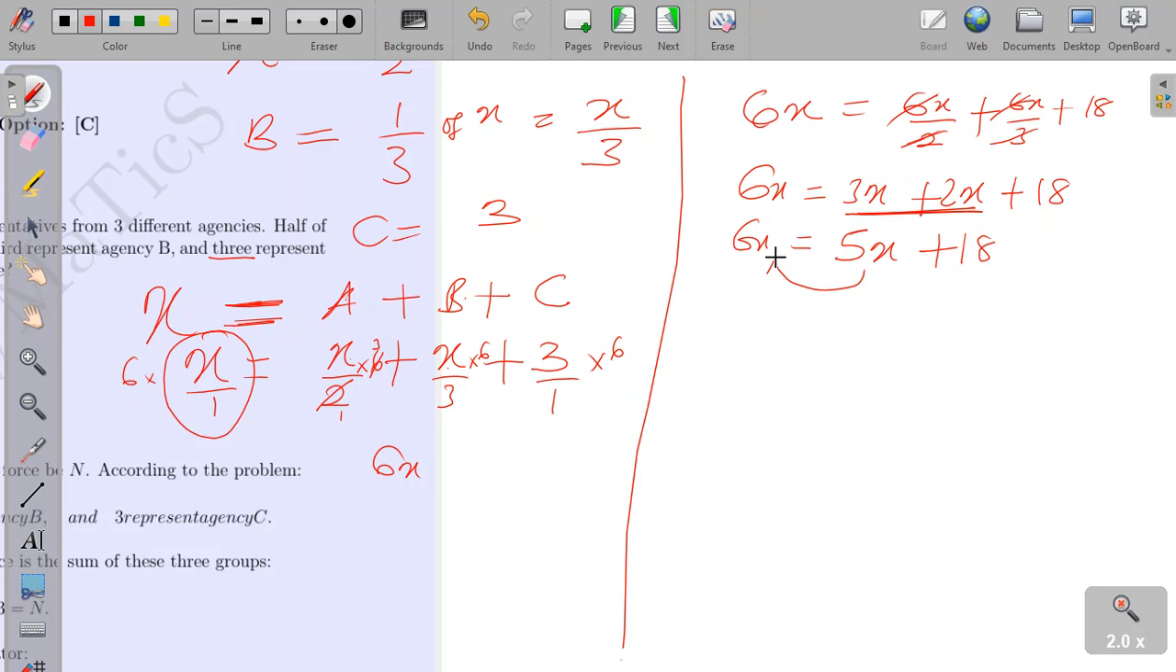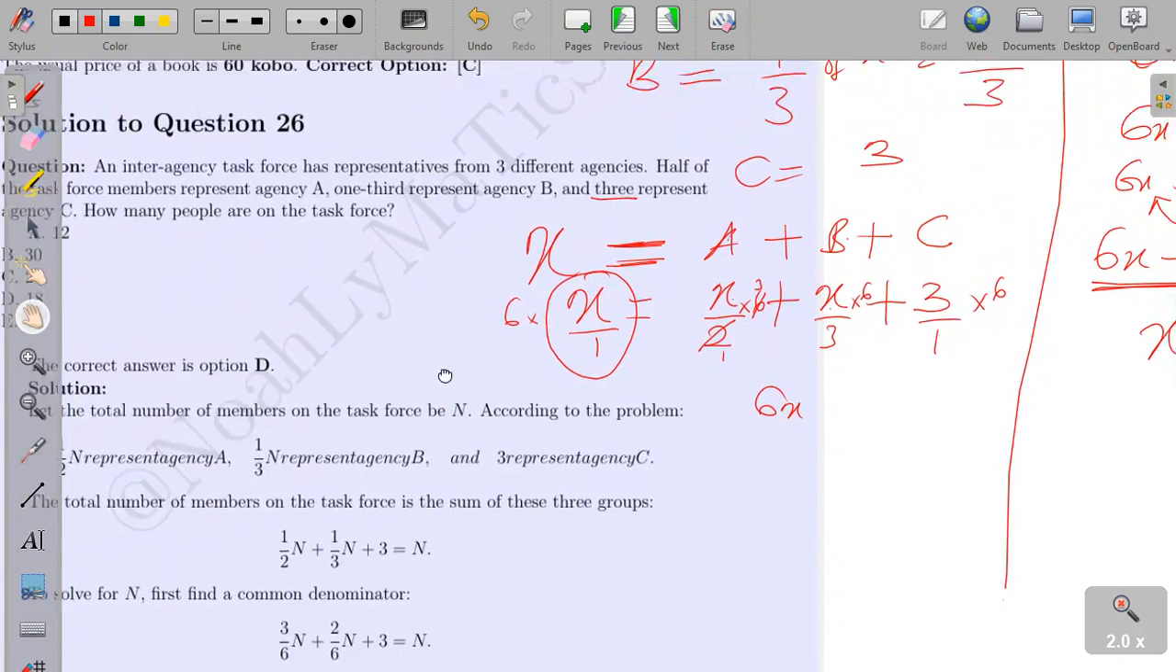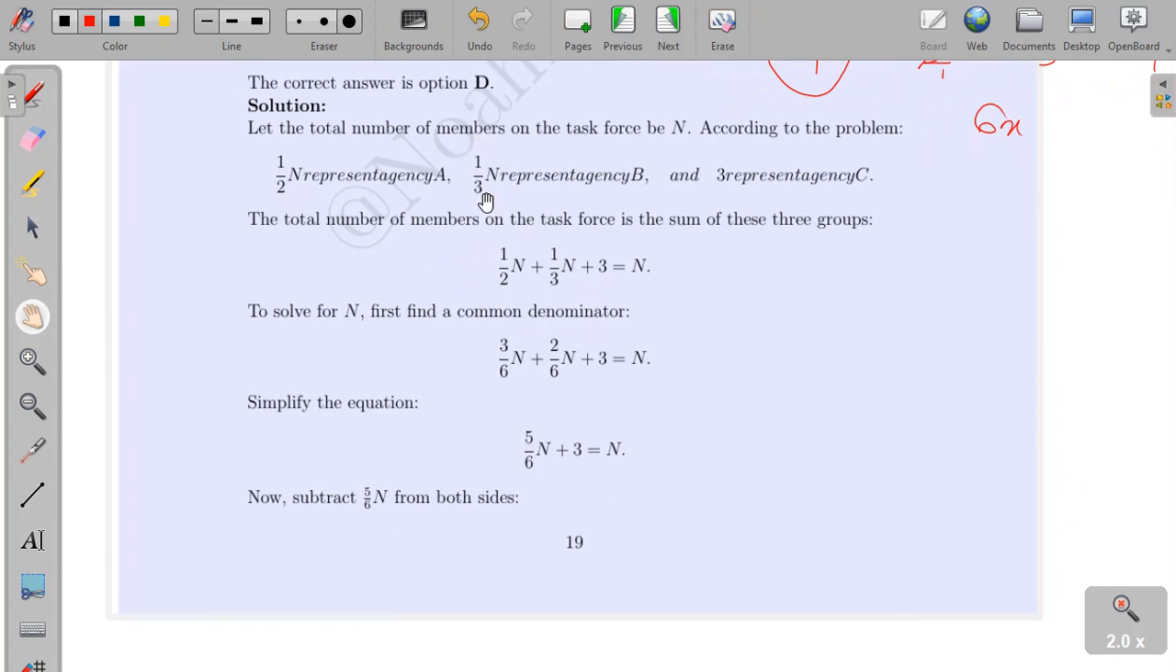So I'll take this one to the left hand side. Then we have 6x minus 5x equals 18. And then if I subtract this, x is equal to 18. So is it in the options? Absolutely yes, that's D. So that's just the explanation.